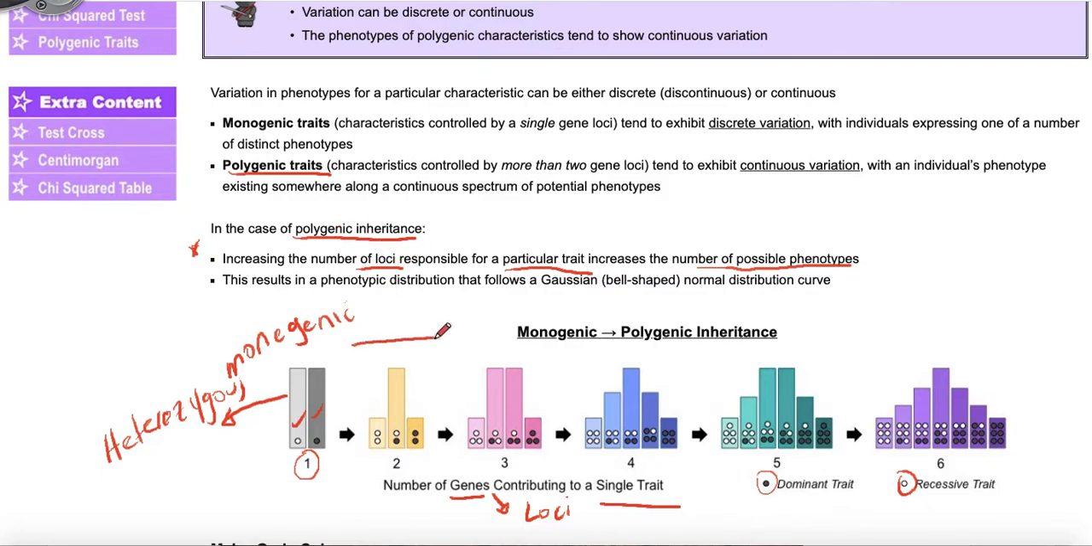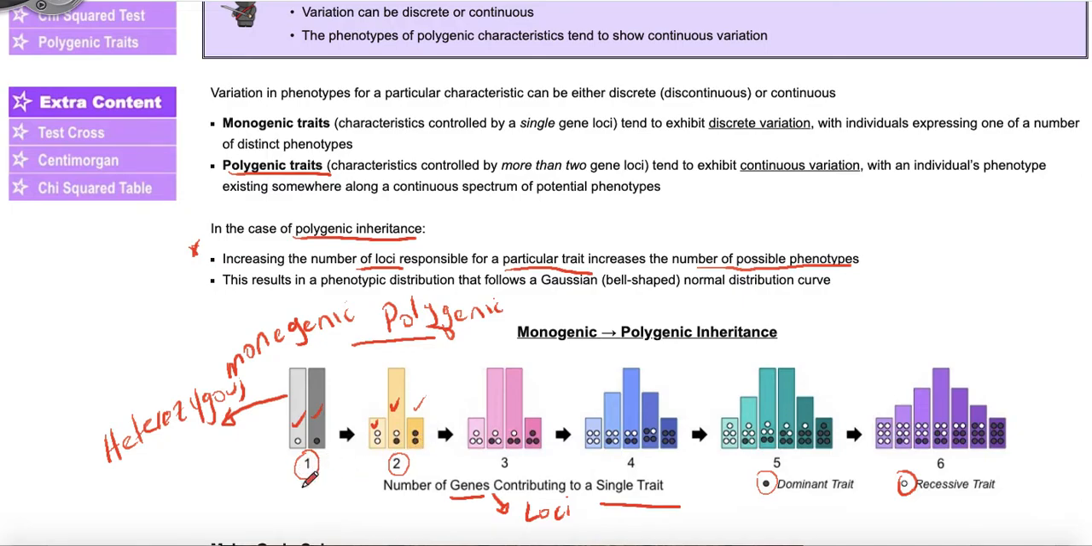Now, as you move along through polygenic inheritance, notice that the number of gene loci contributing to a single trait increases. So now we've increased the number of gene loci to 2. So you could potentially have a really light yellow or a medium yellow or a darker yellow, depending on how the alleles recombine, right?